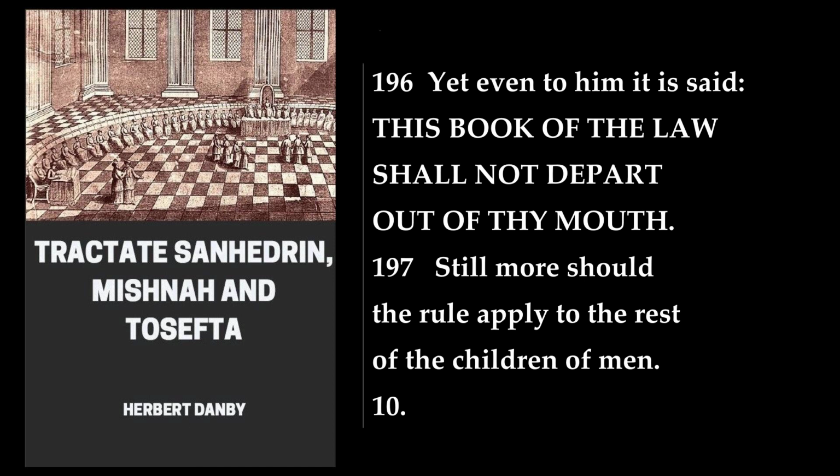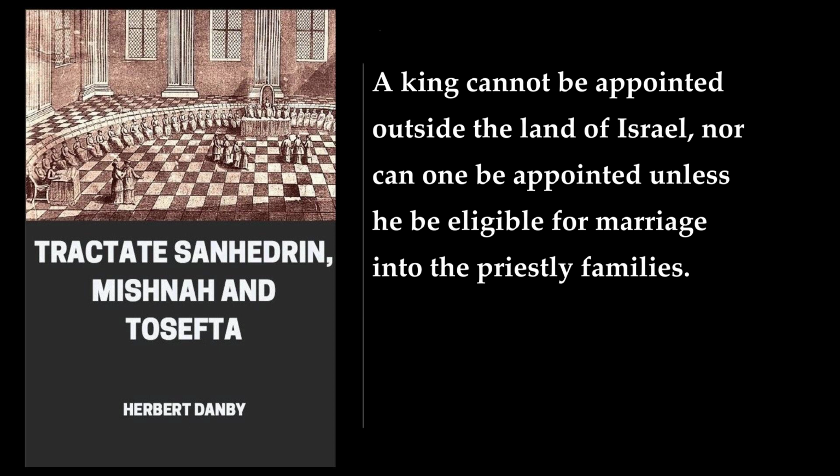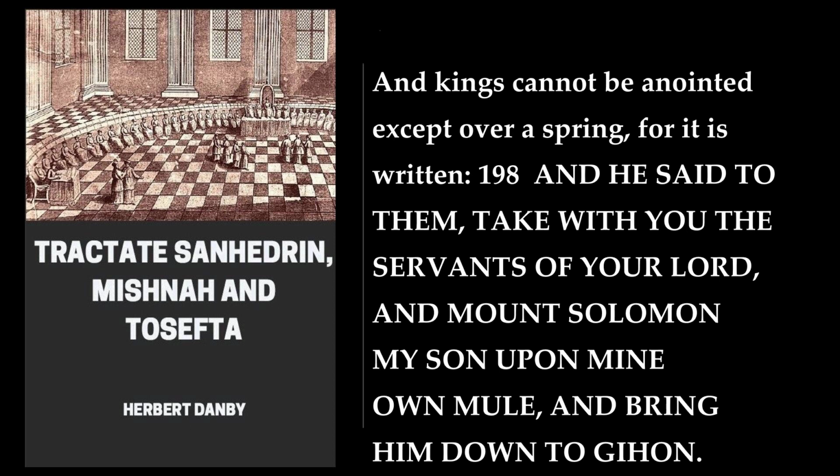10. A king cannot be appointed outside the land of Israel, nor can one be appointed unless he be eligible for marriage into the priestly families. And kings cannot be anointed except over a spring, for it is written, 198. And he said to them, take with you the servants of your Lord, and mount Solomon my son upon mine own mule, and bring him down to Gihon.